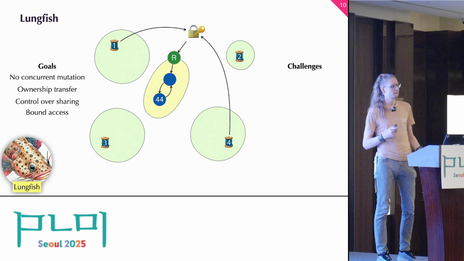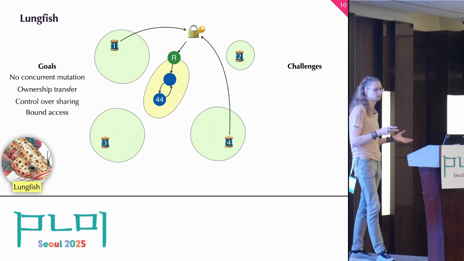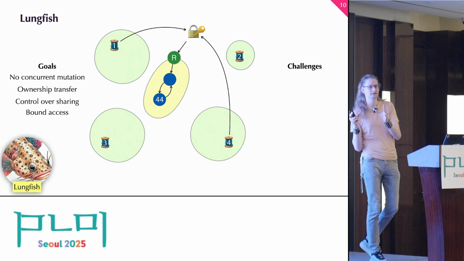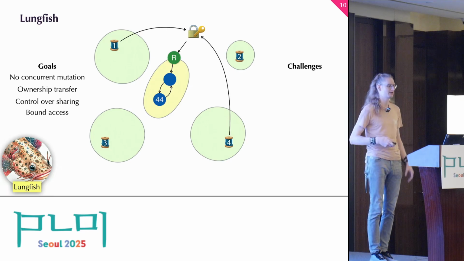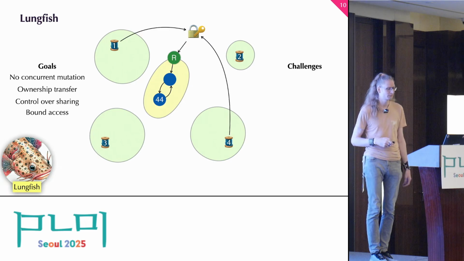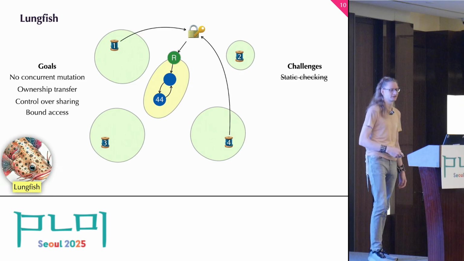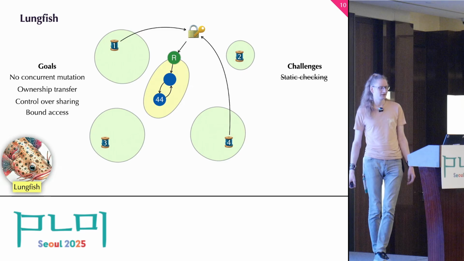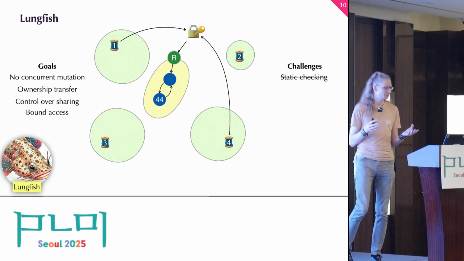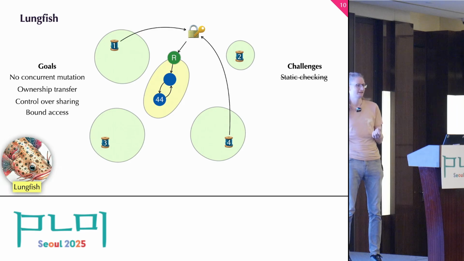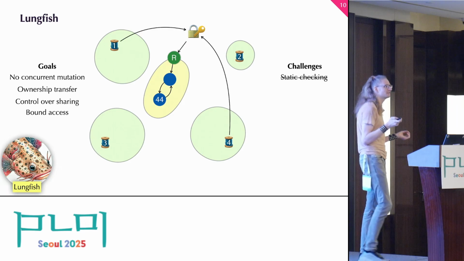But Langfish wasn't designed in a vacuum. In fact, it was designed in a project for Python. So this comes with certain challenges. One of them is the non-existence of static checking. Typically, ownership models have been predominantly implemented using static type checking, but we don't have that in Python.